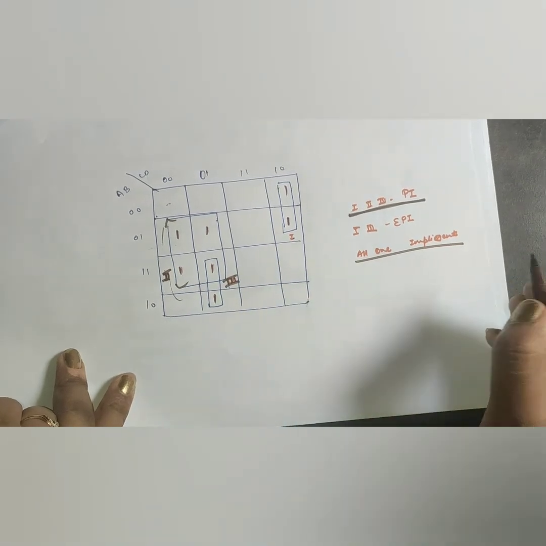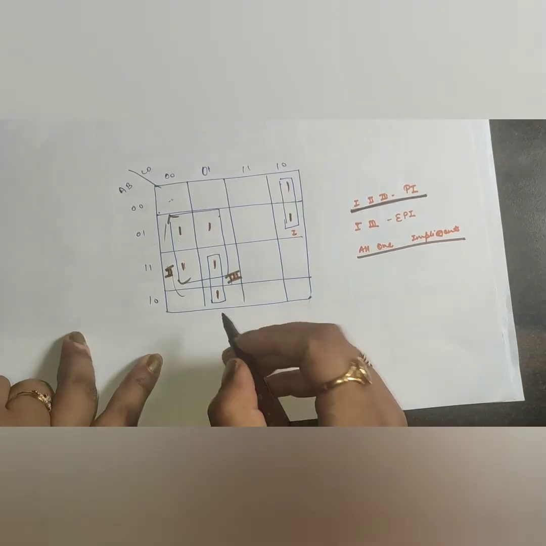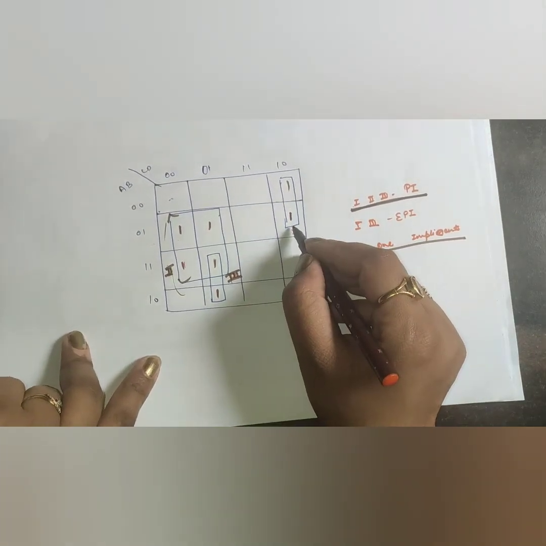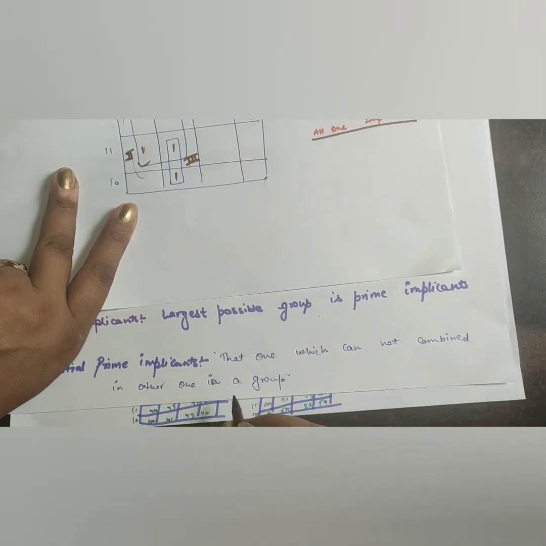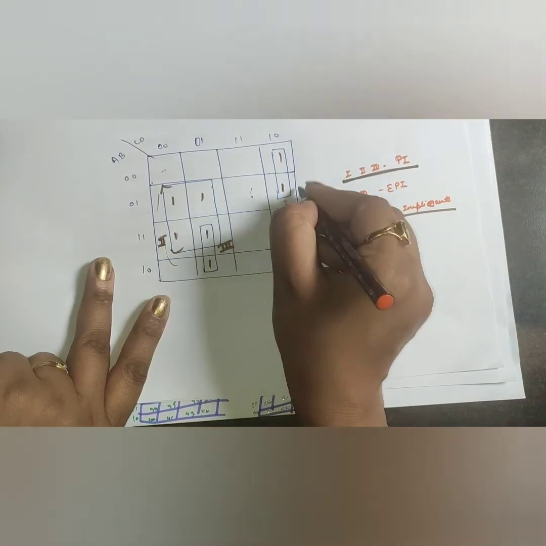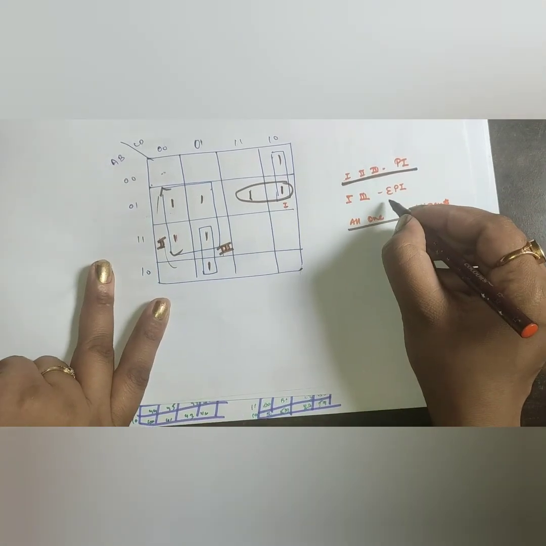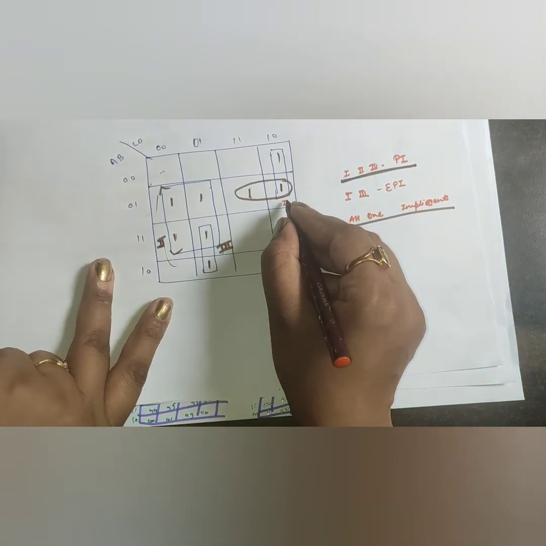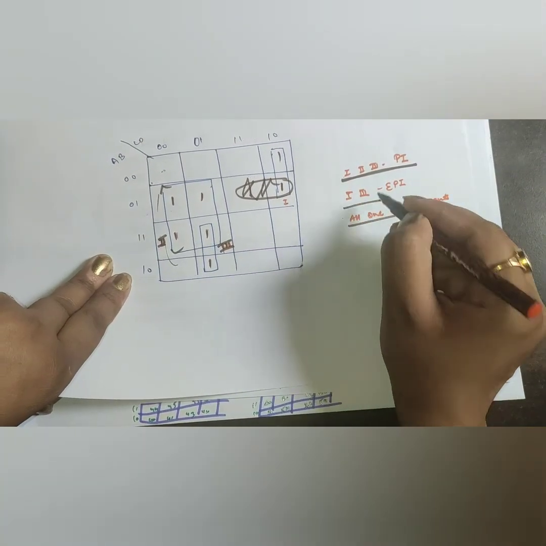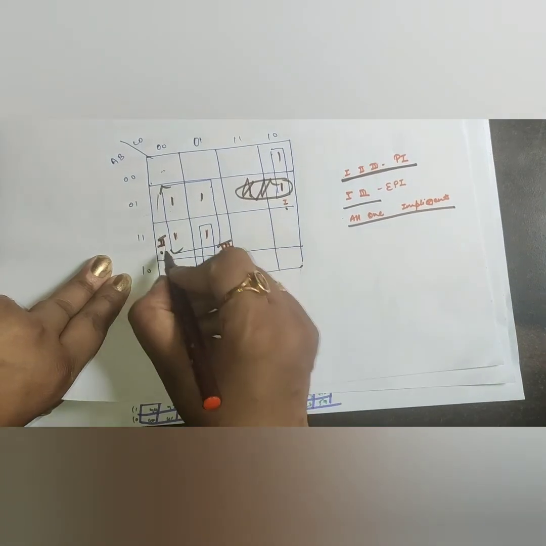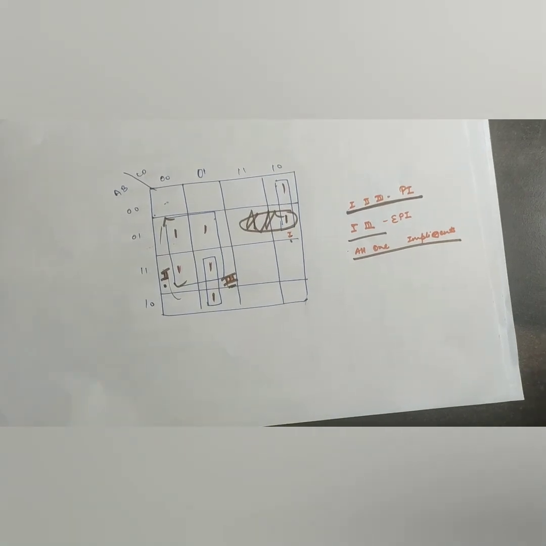Essential prime implicants are only 1 and 3, because these ones cannot be overlapped by another group. The one which cannot be combined with another one is an essential prime implicant. If we had this one, we could make this group, and that would not be an essential prime implicant. So 1 and 3 are essential prime implicants. These are some important points about K map.